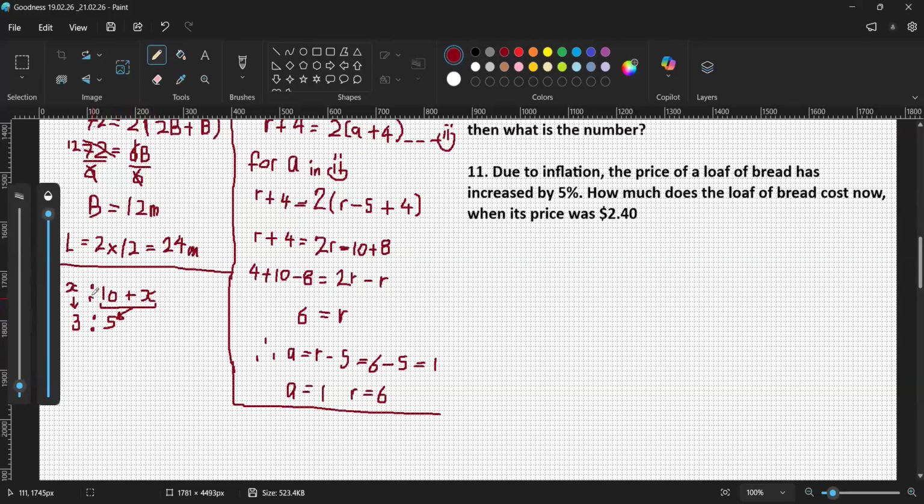Now, I was saying that ratio is implied division, right? So that means that, look at what I'm going to do now. 10 plus x. Don't worry, after this question we'll take a break so you can stretch a bit before we do the remaining one. 10 plus x over x is equal to what? 5 over 3. Do you understand how I came by this?